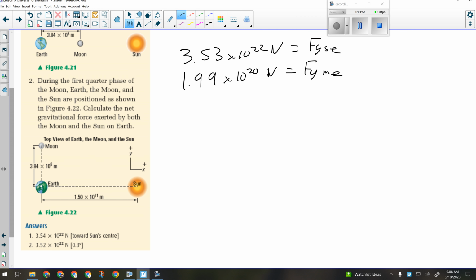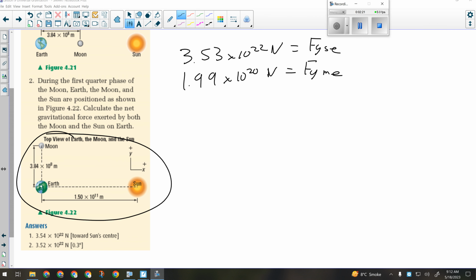All right, so those are our forces. But now, earth, moon, and sun are aligned like this. I want you to see if you can calculate the net gravitational force acting on the earth, magnitude and direction. Okay? Give you a couple minutes on that one.